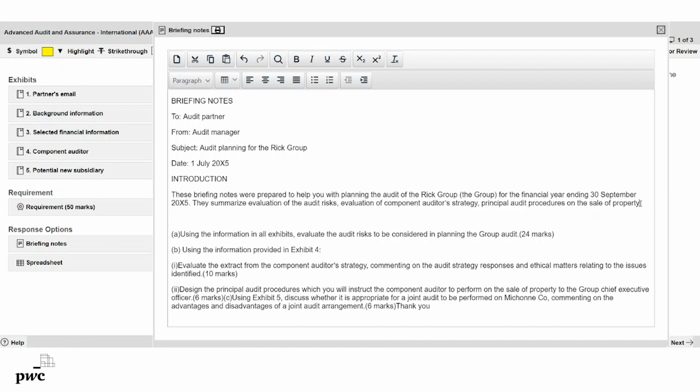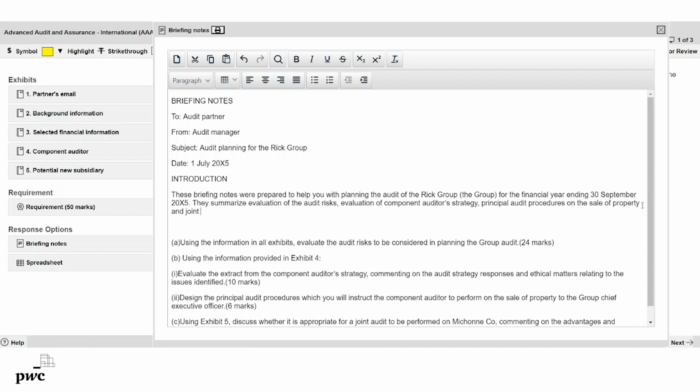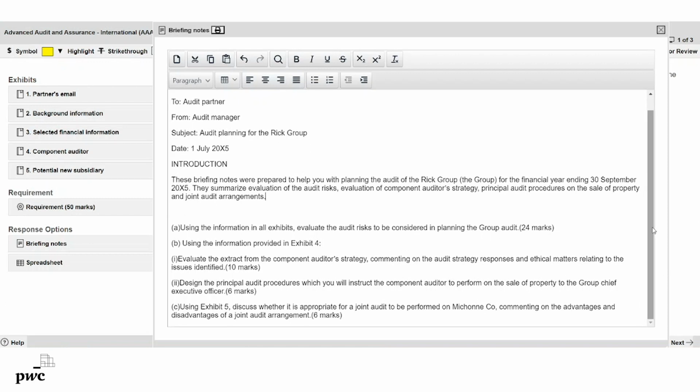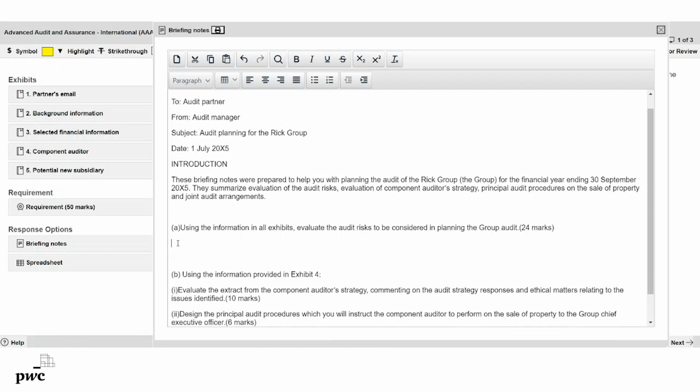And the last one, requirement C, wants me to discuss joint audit. So I would write here joint, maybe, and joint audit arrangements. And that's it. I have 2 marks earned. The rest of the requirements, I suggest you keep like that because it again creates headings of your answers. So in the space here, you would start answering a requirement.